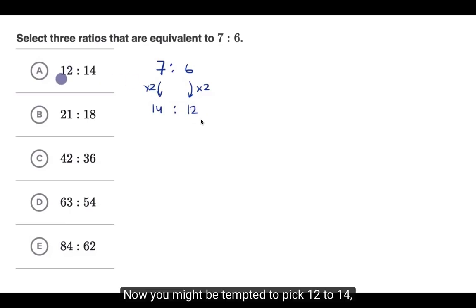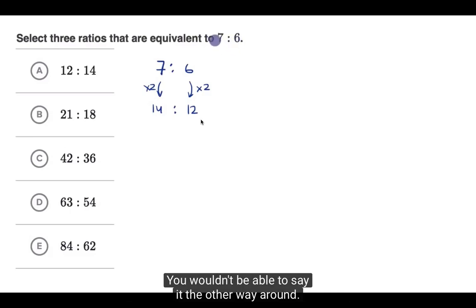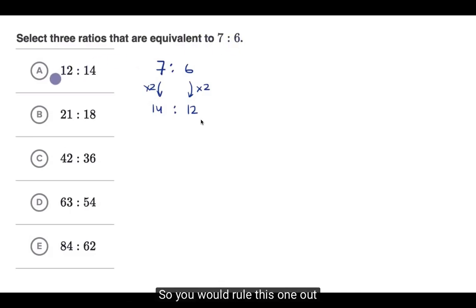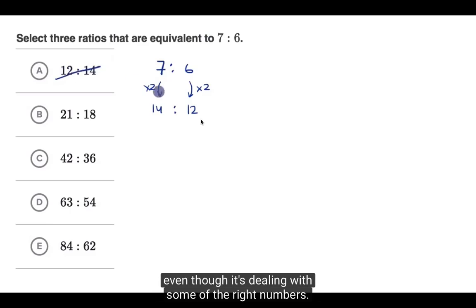Now, you might be tempted to pick 12 to 14, but that is not the same ratio. Order matters in a ratio. This could be the ratio of oranges to apples, and we're saying for every 7 oranges, there are 6 apples. You wouldn't be able to say it the other way around. So you would rule this one out, even though it's dealing with some of the right numbers.